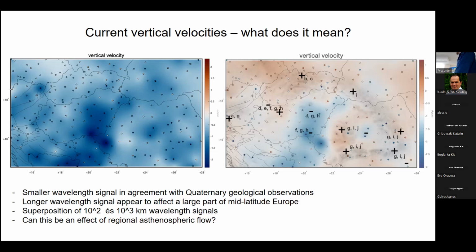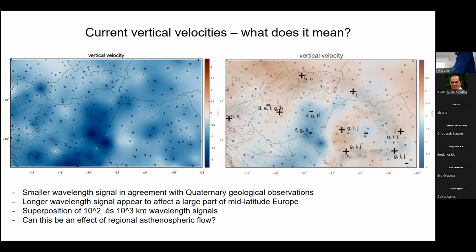And the plus and minus signs are geomorphological, geological observations independent from the geodetic data. So when we look at this figure, we see plus signs where we have red color, so relative uplift, and minus signs where we have relative subsidence. So what I think we can conclude is that the relative geodetic motions correspond well to the geological, geomorphological observations. But when we take this picture, the correspondence is not clear.